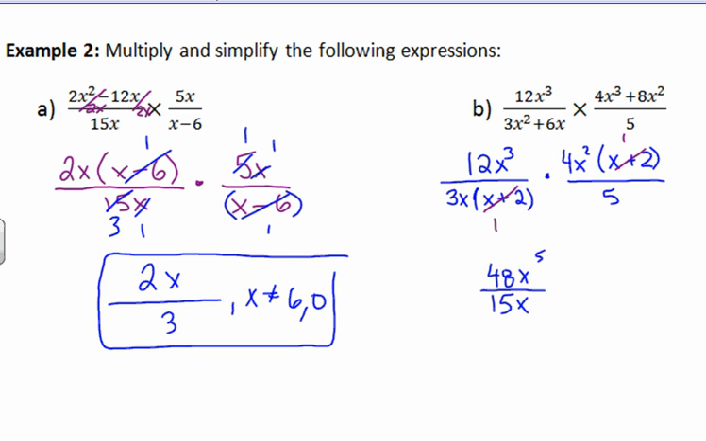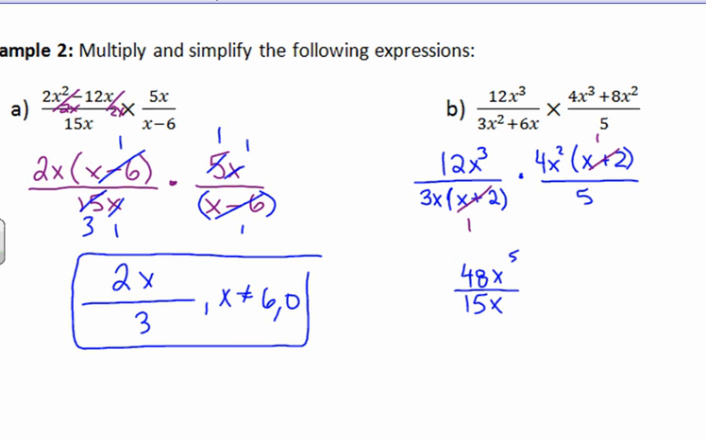We can reduce part of it. We could even still have the x plus 2's here if you wanted to, and then reduce. So moving on, 48 divided by 15, what can we divide both of those by? 3? Yeah? Okay, what's 48 divided by 3? I'm going to grab a calculator. What is it, Jesse? Okay, 16. And 15 divided by 3 is 5. And then x to the 5th divided by x, what's that going to leave us with? X to the 4 on the numerator.